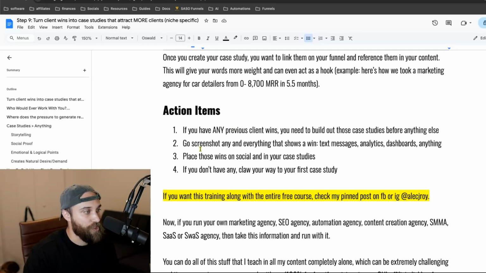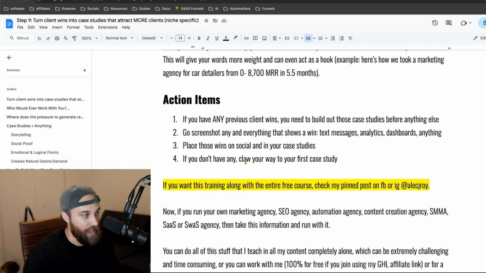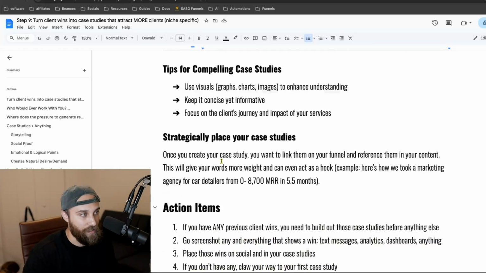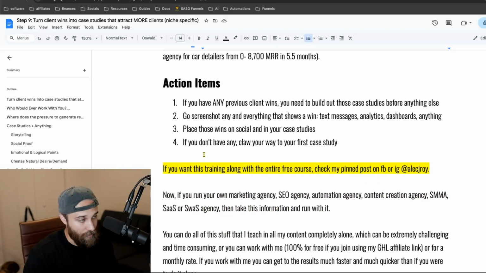You want to go screenshot any and everything that shows a win: text messages, analytics, dashboards, anything and everything. Place those wins on social media and in your case studies. And if you don't have a case study, you need to claw your way to your first case study. I already included the training up above.